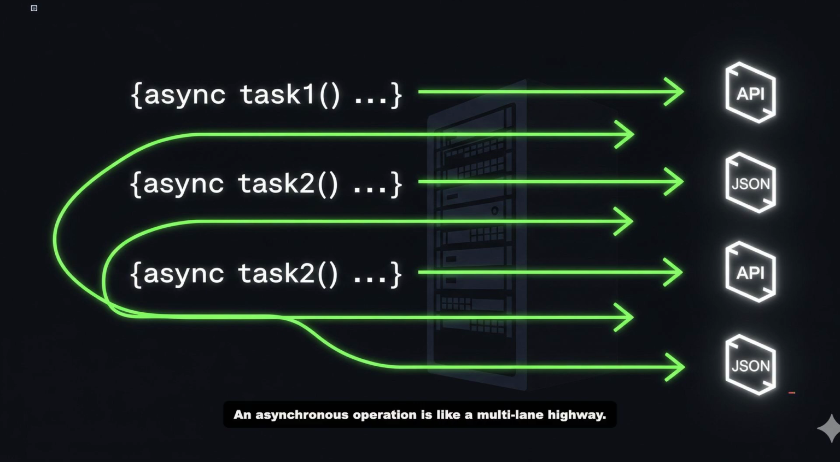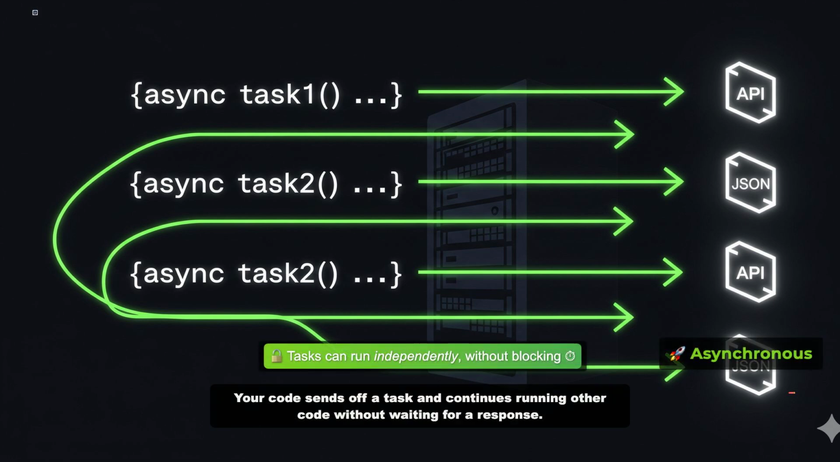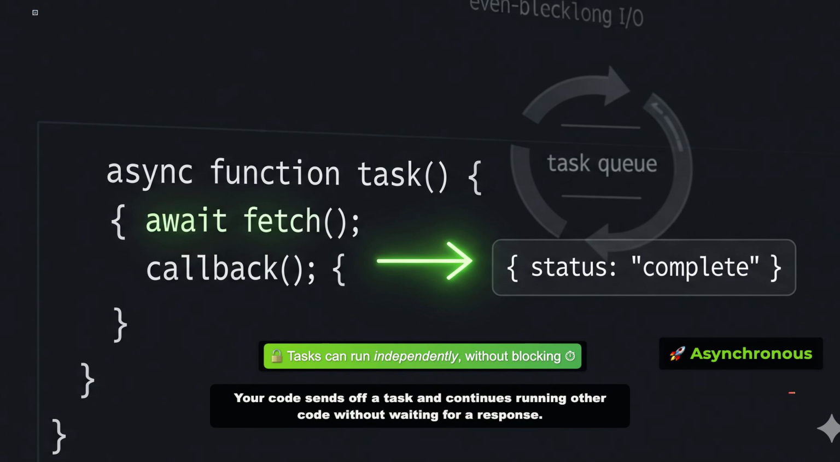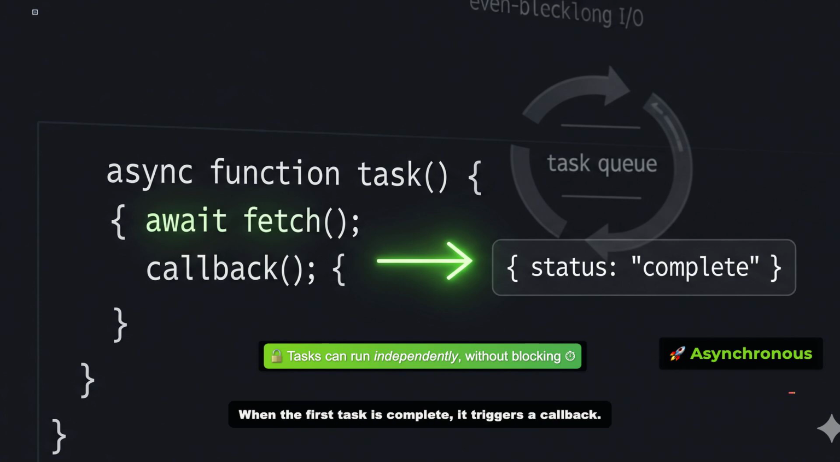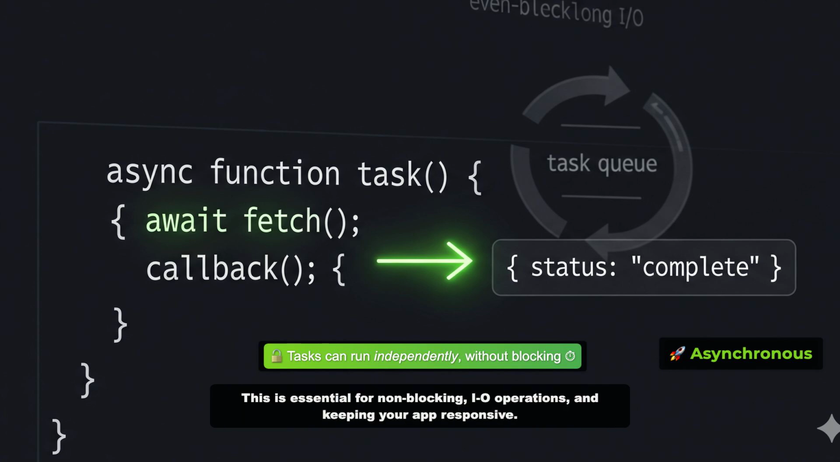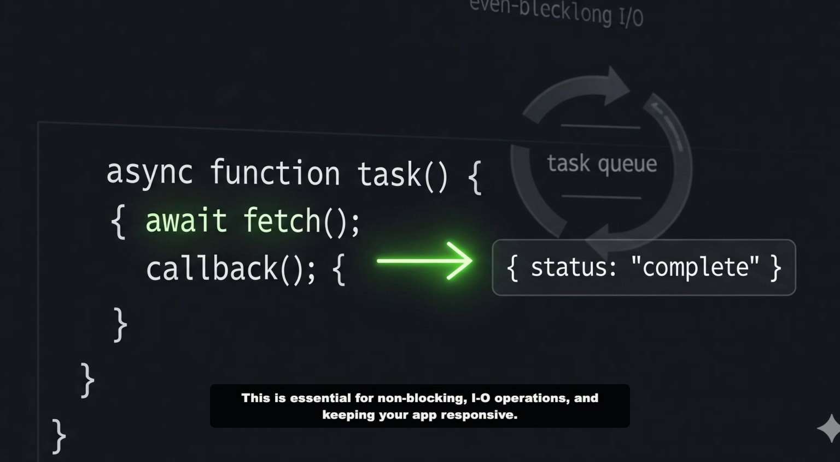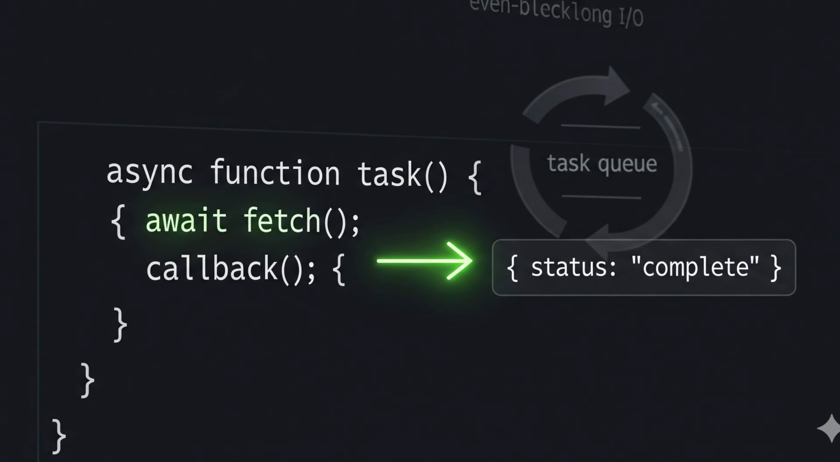An asynchronous operation is like a multi-lane highway. Your code sends off a task and continues running other code without waiting for a response. When the first task is complete, it triggers a callback. This is essential for non-blocking I/O operations and keeping your app responsive.